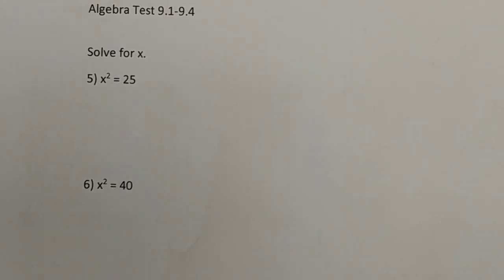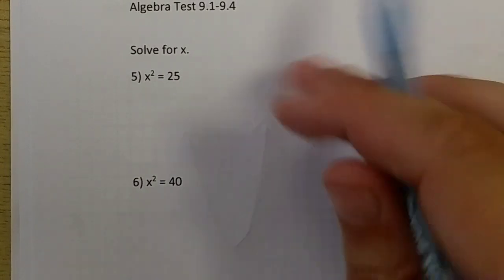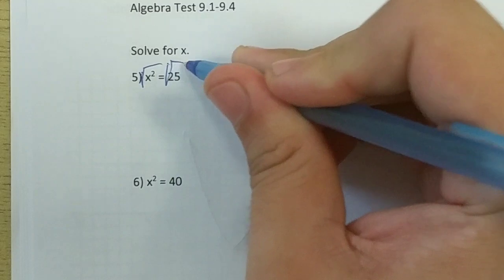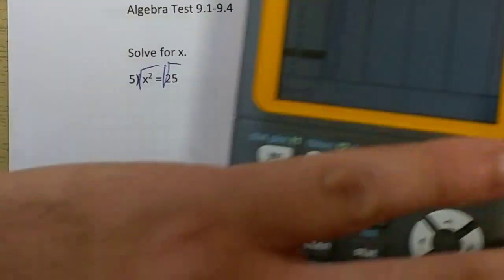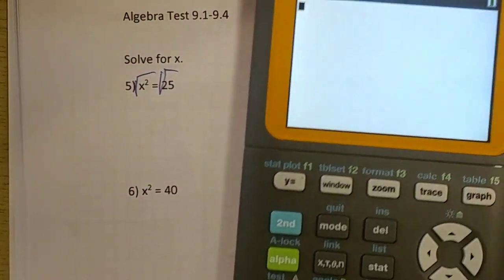Let's see what's here. Oh, these are nice and easy. Little bite-sized problems, basically. So you got to square root both sides. Because you have an x squared, you square root both sides. Let's say, forbid, you don't remember how to square root, or you don't know what the square root of 25 is. You're going to do it in your calculator here.